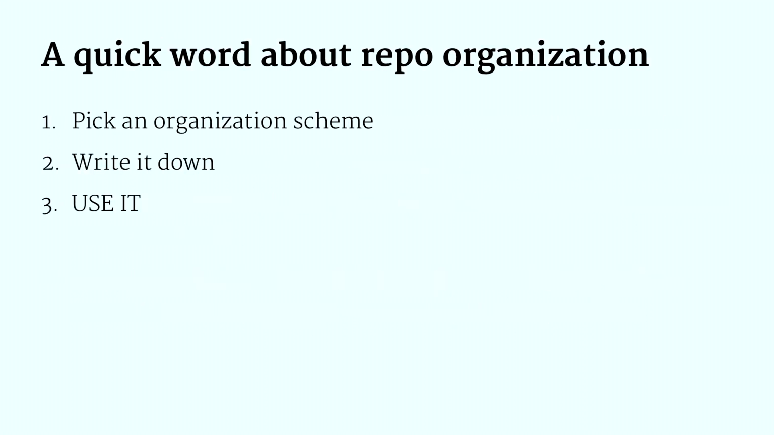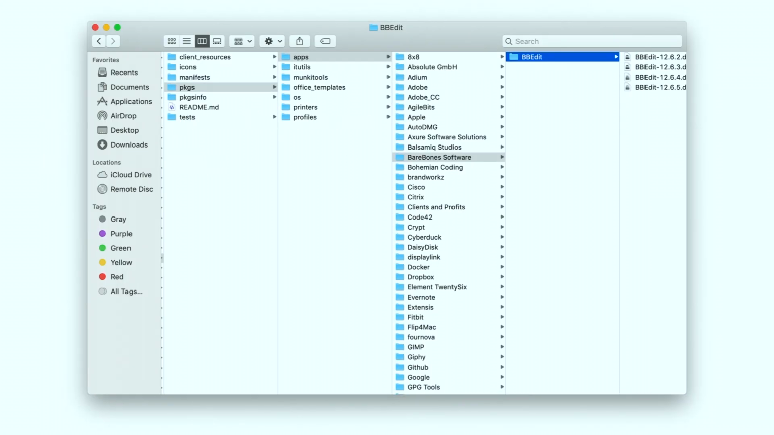A quick word about repo organization. I showed you a little bit that you can specify where things are. Pick an organization scheme when you're starting. Write it down, put it in a text file in the root so that when someone else starts working with you on this Munki repo, they know what you're doing, and then use it because things get out of hand real quick. So here's a screenshot of our Munki repo.